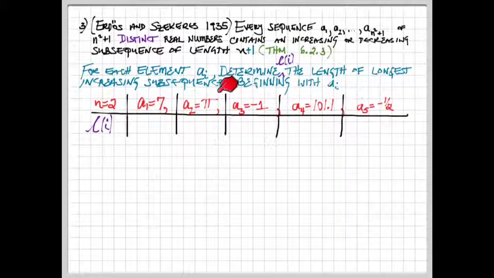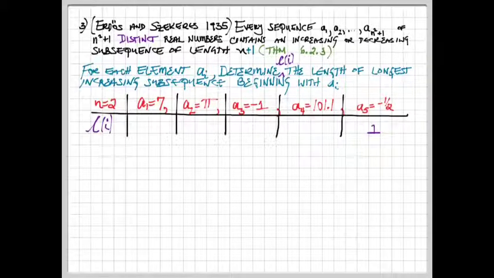So for each element in this sequence, we want to figure out the length of the longest subsequence that starts at that number. It's easiest to do this beginning from the end of the sequence. So A5, if I start at -0.5 and I move from left to right, I can only create a sequence of length 1, period.